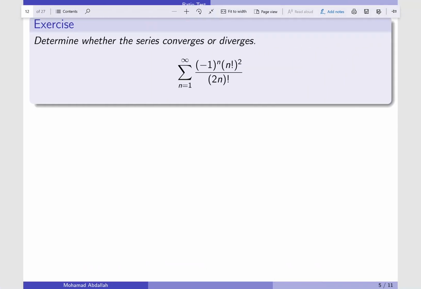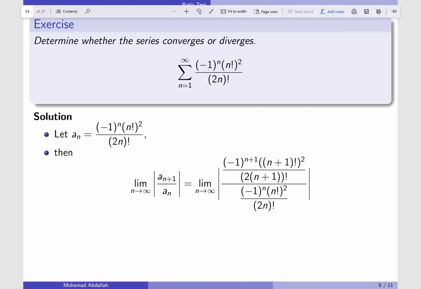Here's another example. Determine whether the series converges or diverges. We're going to use the same idea. I'm going to let a_n be (-1)^n times (n factorial) squared over (2n) factorial. And then I will find the limit of the absolute value of a_(n+1) over a_n. It's a bit complex here, but some stuff should cancel out.